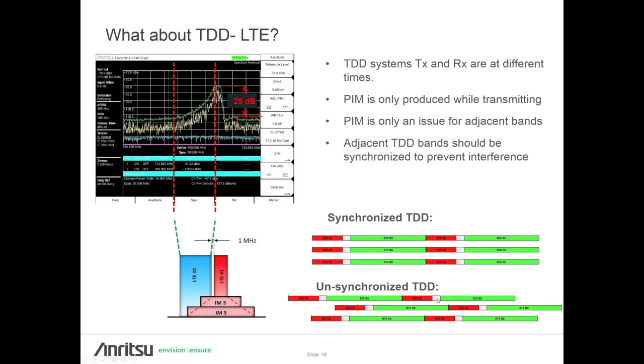So one of the messages here is if you are doing TDD and you have many frequency bands adjacent to each other, you either need to add frequency separation between the bands to account for this intermodulation, or you're going to need to synchronize the transmits between the adjacent bands so that you're not having one band transmitting while the adjacent band is receiving.